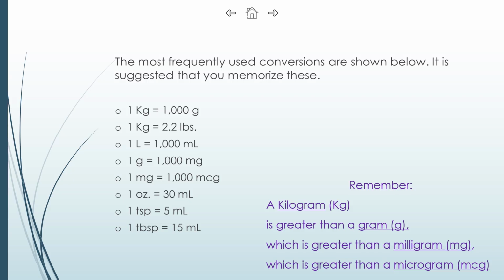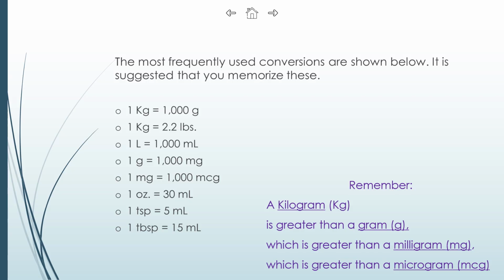1 kilogram equals 1,000 grams. 1 kilogram equals 2.2 pounds. 1 liter equals 1,000 milliliters. 1 gram equals 1,000 milligrams. 1 milligram equals 1,000 micrograms. 1 ounce equals 30 mLs. 1 teaspoon equals 5 mLs. And 1 tablespoon is equivalent to 15 mLs.